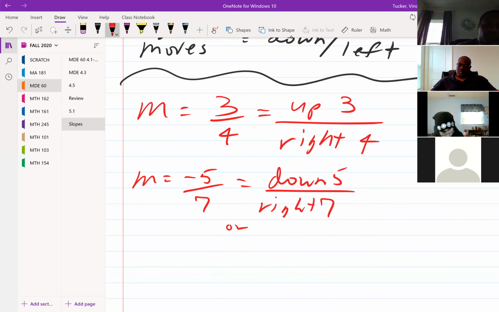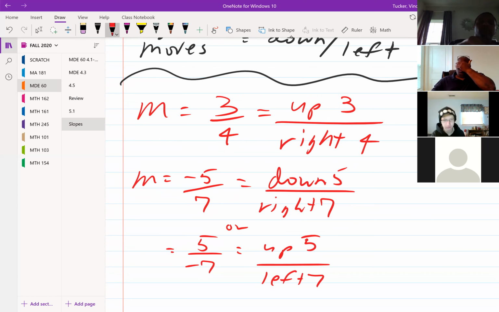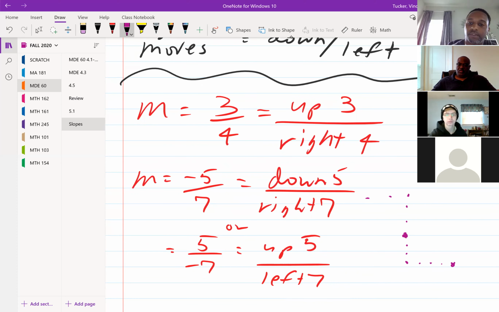But if you decide to go the other way, you could do +5 over -7. That means you would do up 5, left 7. So if we look at what's happening here, we would have a point. If I go down 5, right 7, it'll put me here. If I go up 5, left 7, it'll put me here and still create that same line. So that's why it still wouldn't matter. You just got to make sure that you only give the negative to either top or bottom, not to both.